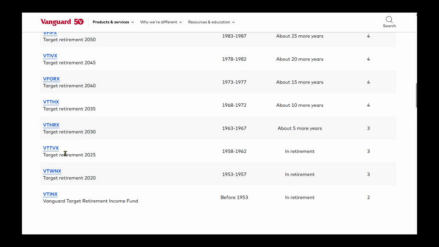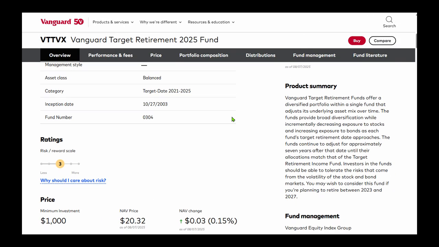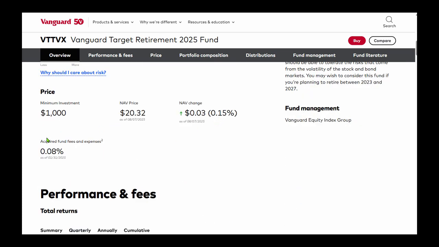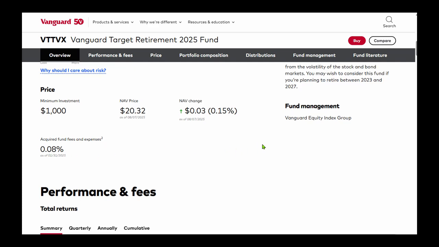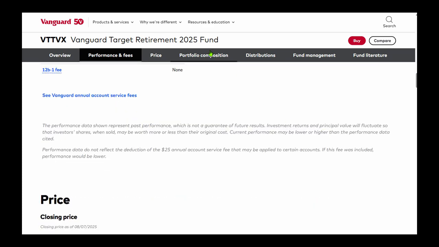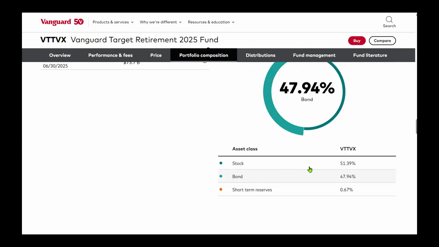All right, let's see what we have. So we will open this up. Just moving down. There's the expense ratio, 0.08. Our yields are a little lower. Our gains are a little lower because obviously we will have more bonds in this portfolio because you've already retired. Let's go into portfolio composition. Let's do the summary, and here we go.